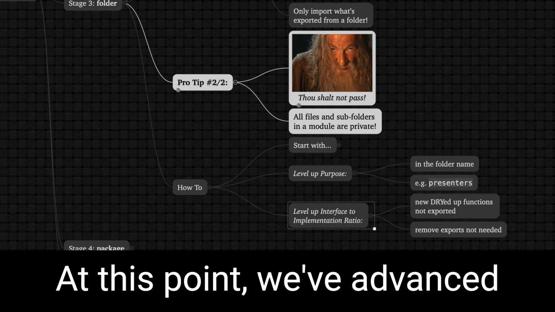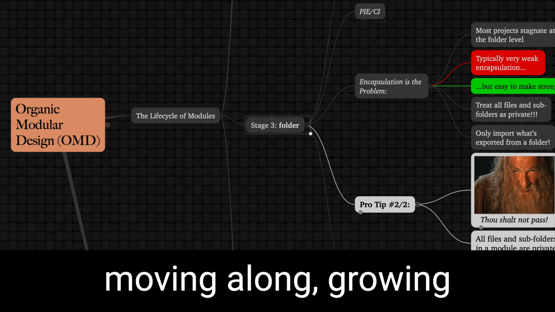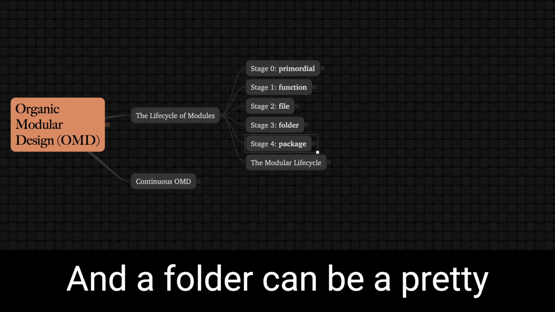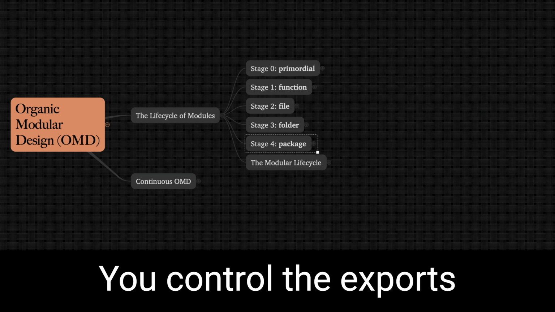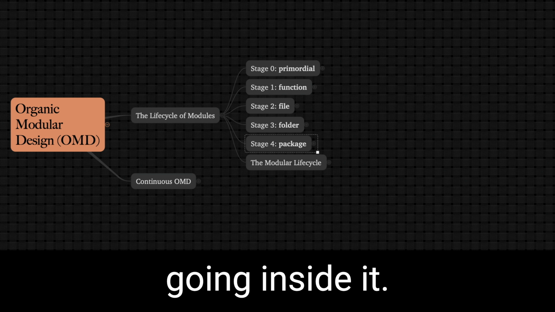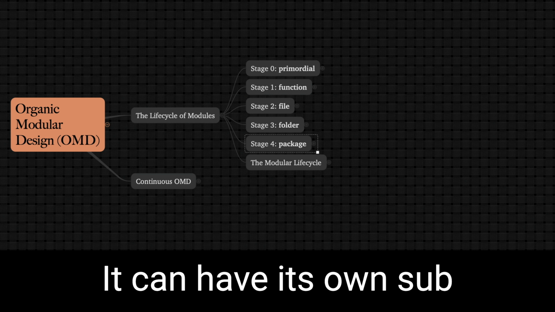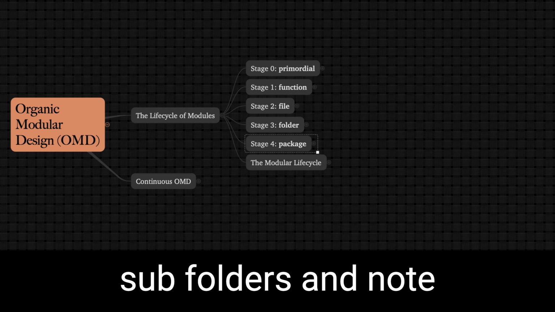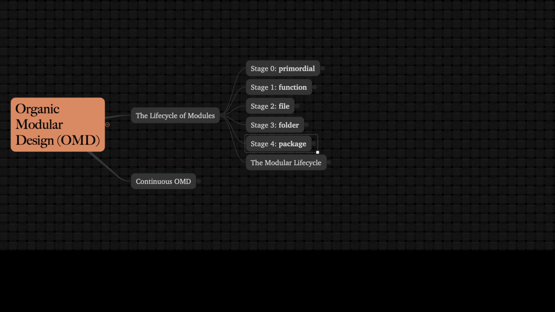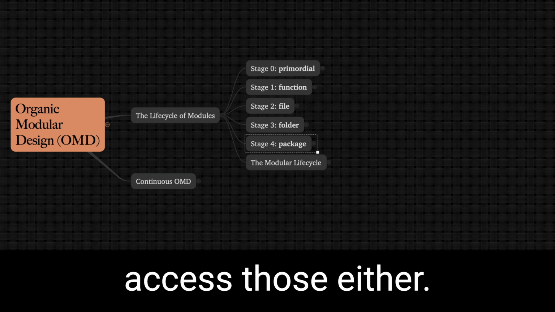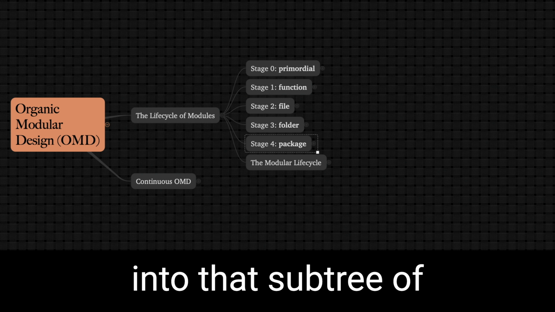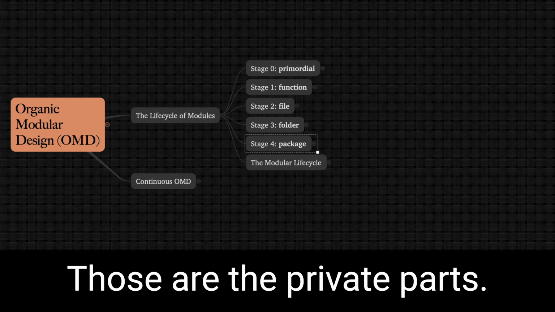At this point, we've advanced, moving along, growing our various modules. And a folder can be a pretty robust module at that point. You control the exports fully with your index.js file, and it can be fairly complicated what's going on inside it because it can be a folder. It can have its own submodules, its own subfolders. And note, those subfolders also are modules, and also have their private parts. Your parent module can't access those either. Every step of your hierarchy is an isolated subtree. No one can reach into that subtree of your folder hierarchy. Those are the private parts.